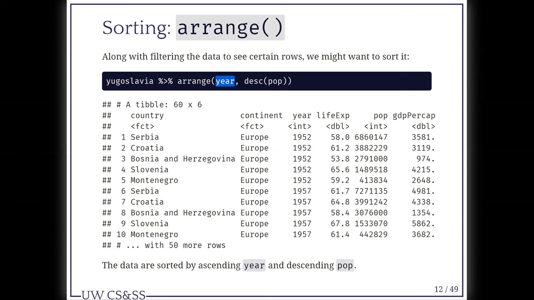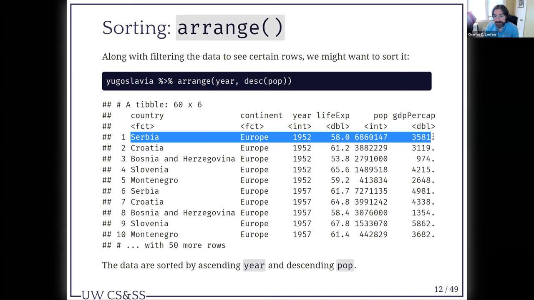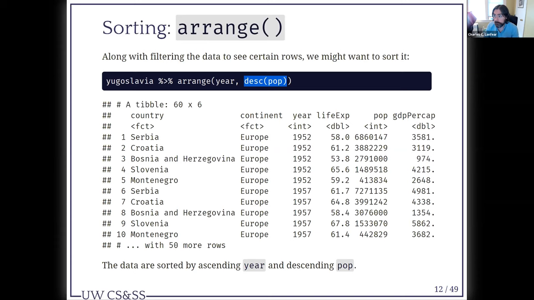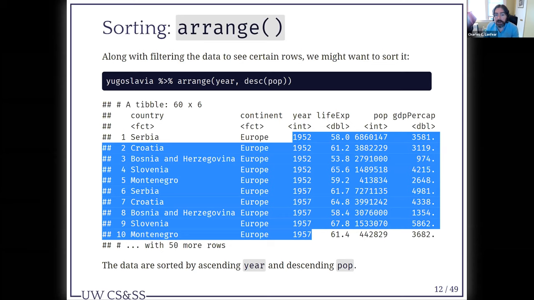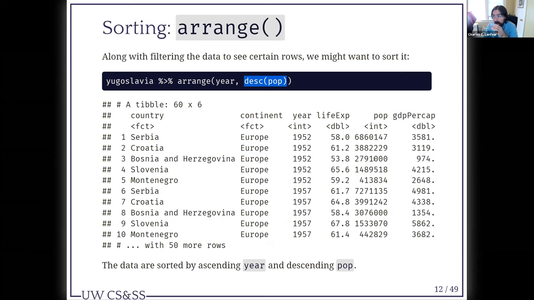Sure. Trying to clarify, the first part of this function is what you want to be arranged, and the second part is how to arrange it? No, this is both how to arrange it. The rows are never allowed to be disconnected from any of the values in the variables. You wouldn't want to just rearrange the year column, because it wouldn't make any sense to flip the year of the observations around. This is moving entire rows depending on the values of year first and then population. So it's first sorting the rows so that the year ascends from 1952 to 57, and then within the years by descending population.